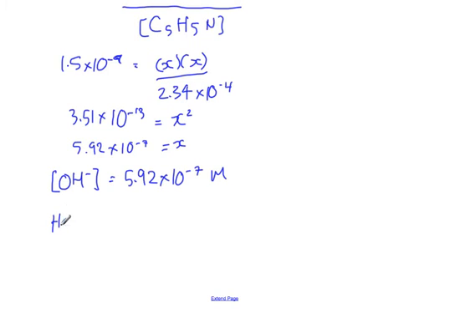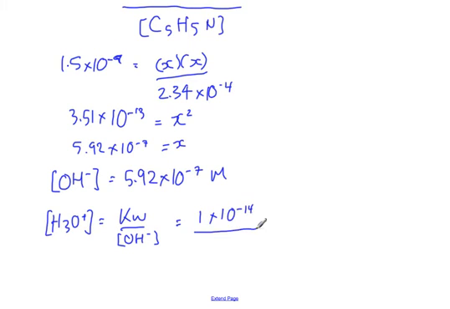So remember, hydronium equals Kw divided by hydroxide ion concentration. So that's 1 times 10 to the negative 14 divided by 5.92 times 10 to the negative 7. And that gives us a hydronium ion concentration of 1.69 times 10 to the minus 8 moles per liter. And from that we can calculate pH.